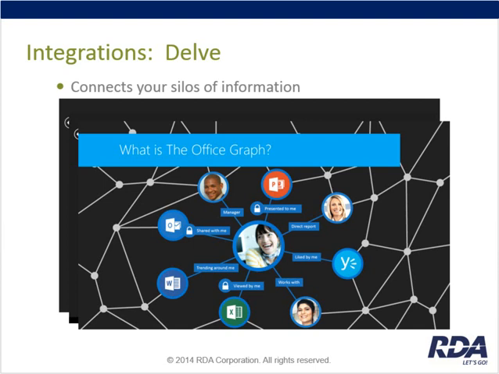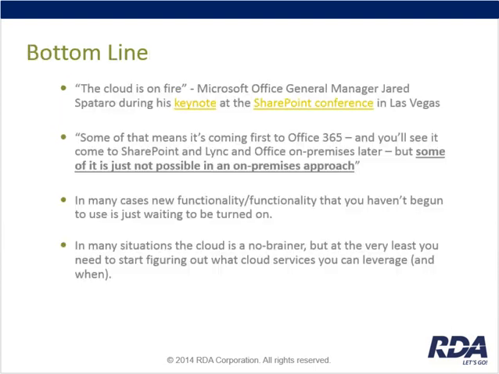It shows a nice package of functionality off to you, but your developers will have API access to the Office Graph too. So if Delve shows things one way, but you want to show it a different way, your developers can go in there and create custom solutions that leverage the Office Graph. So the bottom line is that the cloud is on fire, and these are the words of a Microsoft Office manager. And I think that's pretty well known at this point.